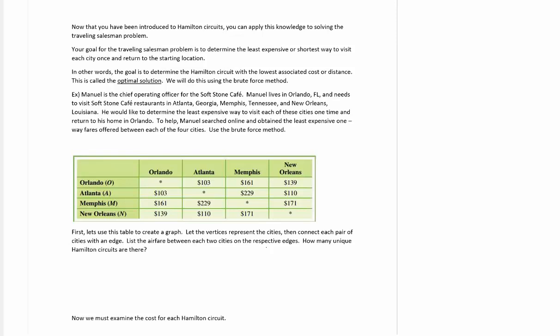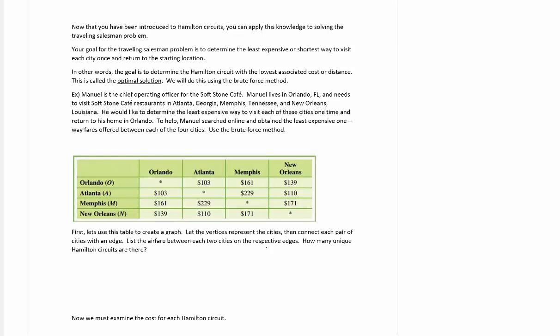So now that you've been introduced to Hamilton circuits, we can apply this knowledge to solving what is called the traveling salesman problem. So the goal is to determine the Hamilton circuit with the lowest associated cost or distance. This is what is referred to as the optimal solution. We will use the brute force method here. So take a minute, pause the video, and read the example below, and unpause it when you're ready.